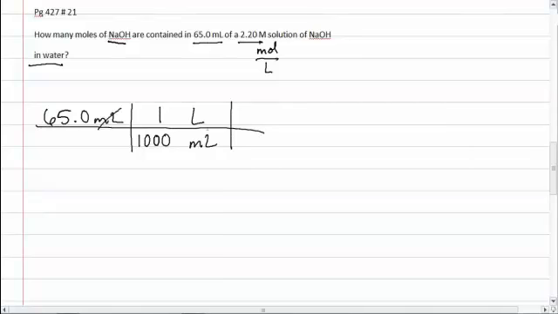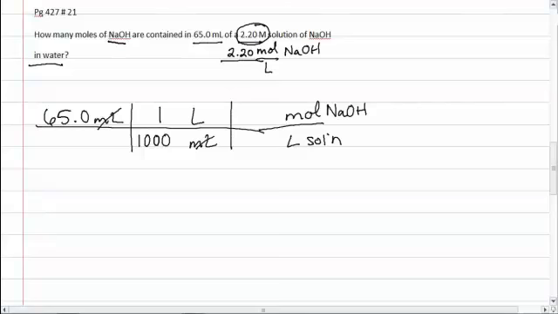Then we want liters to cancel, so we put liters on the bottom, still liters of solution, and we put moles on top because we want moles of our solute. This is where our molarity comes into place, because it's essentially saying there's 2.20 moles of NaOH per 1 liter of solution. So if you write that in, 2.20 moles per 1 liter, then we can calculate it and get our final answer of the number of moles of NaOH.